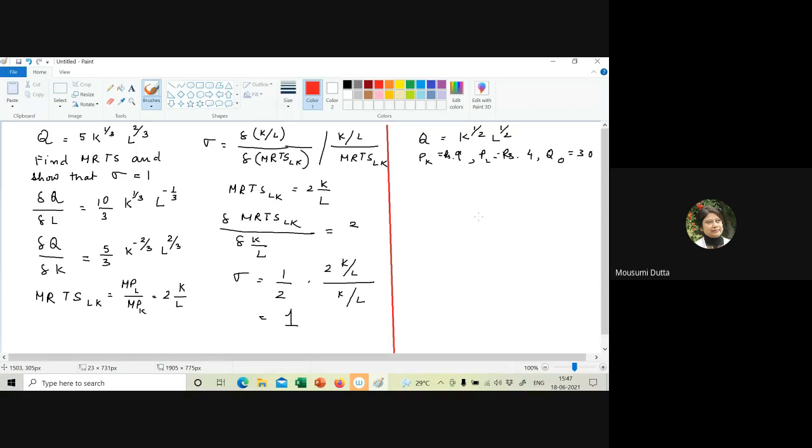Okay, so got the question? So how much inputs will be used if the firm desires to produce 30 units? Number one. And number two, derive the value of the Lagrange multiplier. Now, can you tell me how I'll fix the problem? Yes, ma'am. Function will be equal to K to the power 1 by 2 into L to the power 1 by 2. What will be our objective function here and what will be the constraint? Objective function will be Q equals K to the power 1 by 2 L to the power 1 by 2, and the constraint will be 4L plus 9K equals 30.